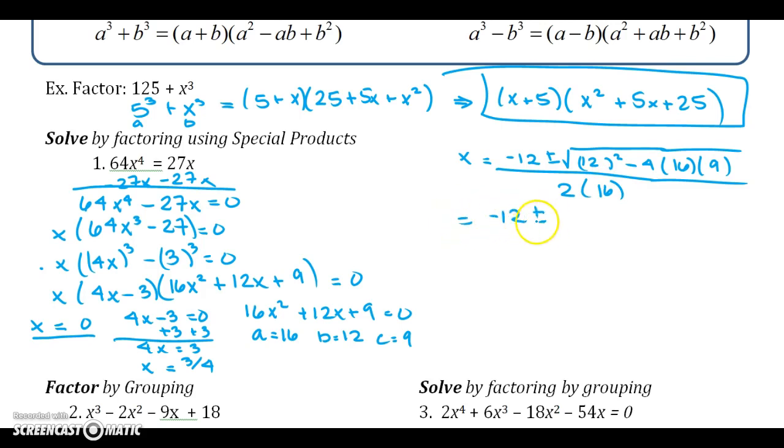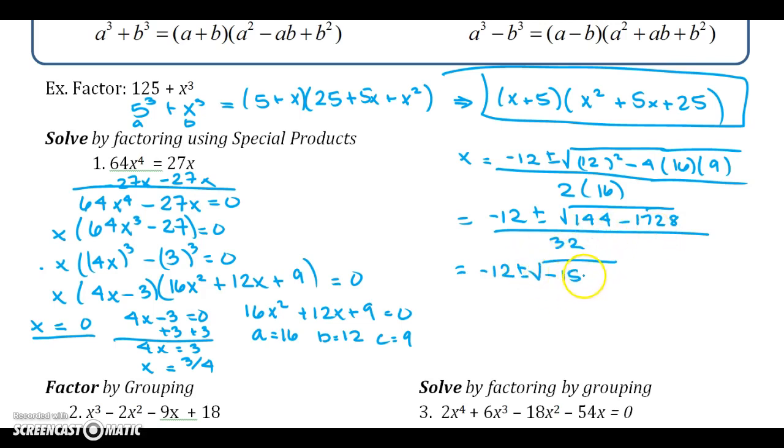Negative 12 plus or minus the square root of 12 squared, which is 144, minus 4 times 16 times 9, which is 1728. 144 minus that, and then I'm going to do 2 times 16, that gives me the 32. This is negative 12 plus or minus the square root. When I subtract these two, I get negative 1,584 over 32. Okay, so now we're not freaking out because this is quite a huge problem.